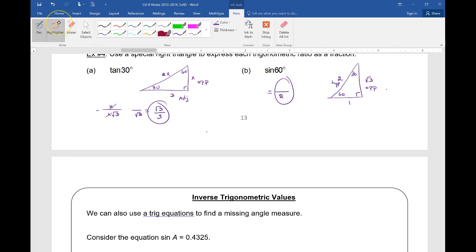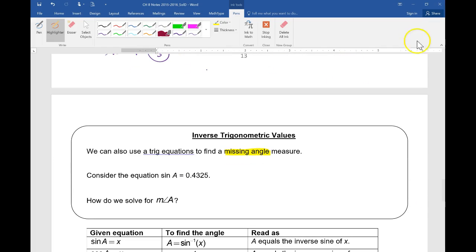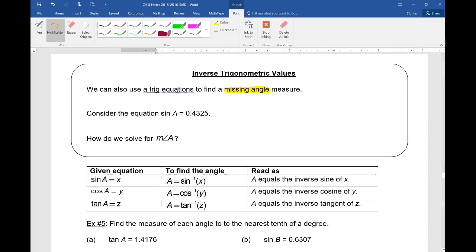All right, now, inverse trigonometric values. So far we were given a triangle and we had one of the sides missing. We did this trig ratio, we found the missing side and we were done. But what if you're missing not the side, but the angle? When you have a missing angle, then you have to use something else.